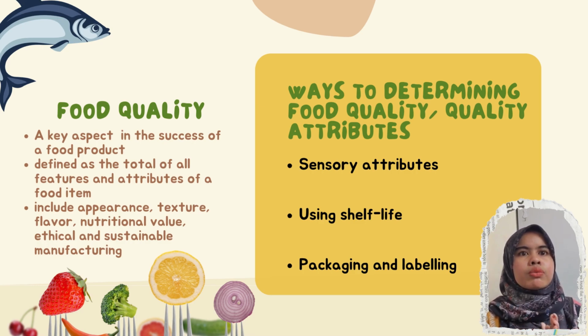So, how does someone determine whether a food product meets the required quality standard? The first one is sensory attributes. A sensory evaluation of a food product is an important aspect in determining its quality. Sensory quality tests include appearance, color, texture, taste, and flavor. In processed food, sensory qualities are important to know whether it is safe to consume or not.